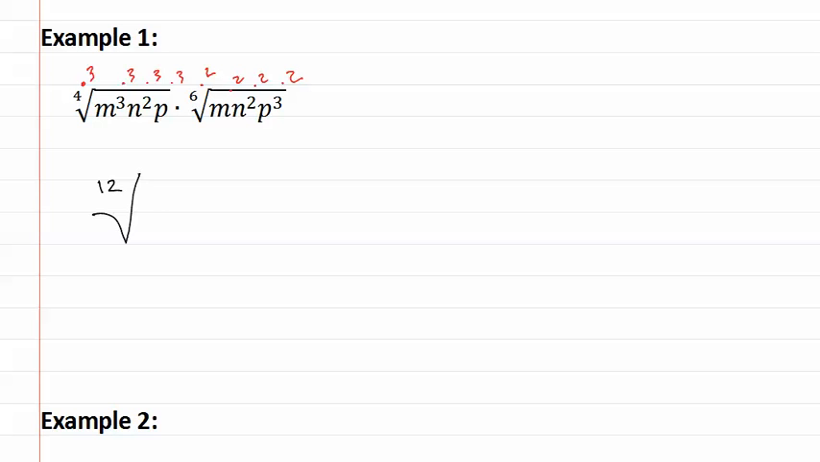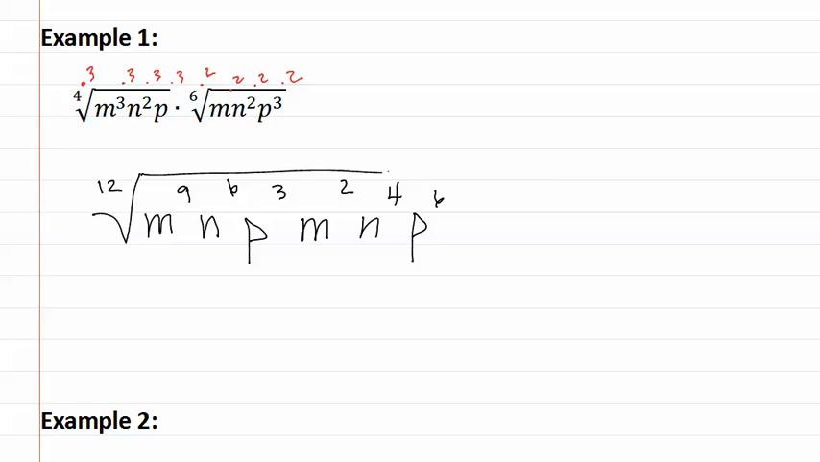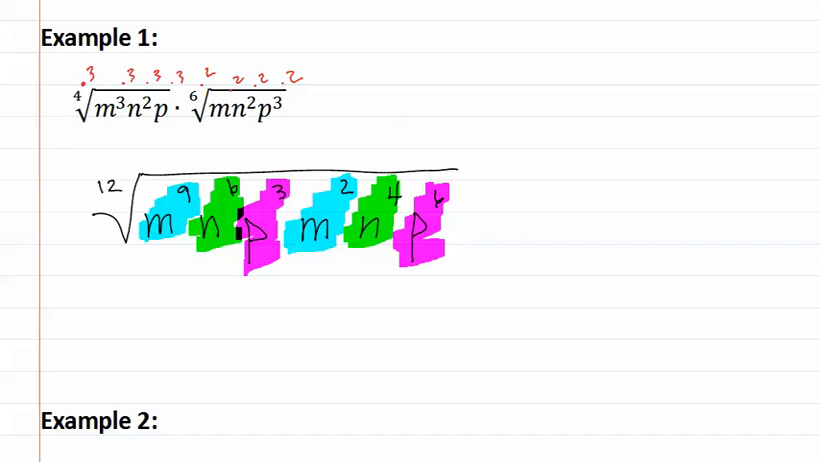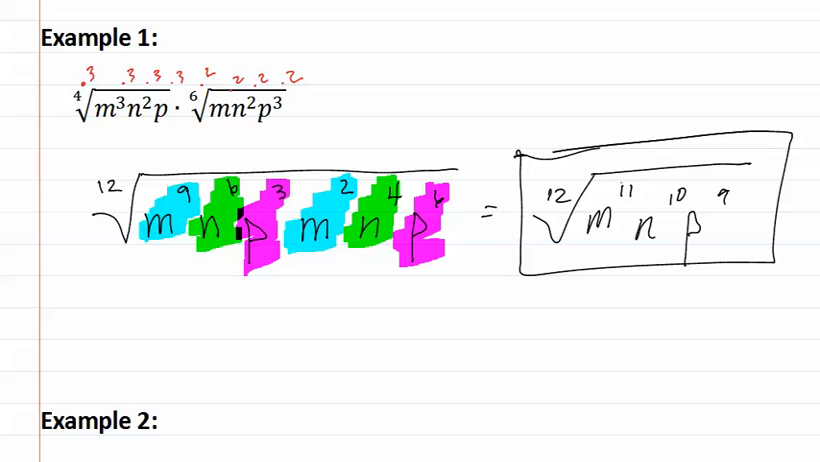We now have the 12th root of m to the 9th, n to the 6th, and p to the 3rd. And for the second one, we also have 12th root of m to the 2nd, n to the 4th, and p to the 6th. We then combine all of the similar terms. So this gives us the 12th root of m to the 11th, n to the 10th, and p to the 9th. This is our final answer, as there's no other simplifications that we can do.